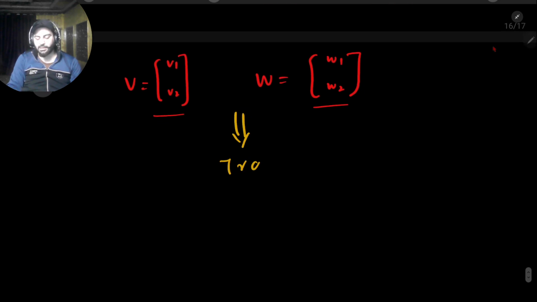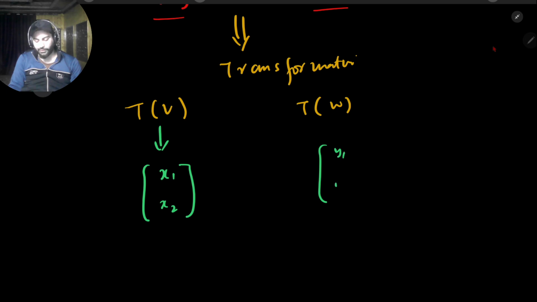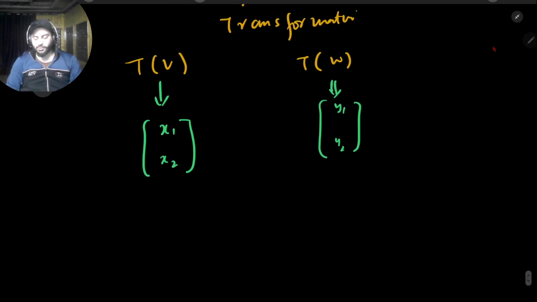I told you that you don't have to worry about what happened to other vectors. Just think about what happened to these two vectors. So I can write T of v and T of w. Let's suppose T of v landed at x1 and x2, and this w vector landed at y1 and y2 after transformation. Okay, so this is what happened to the vectors.